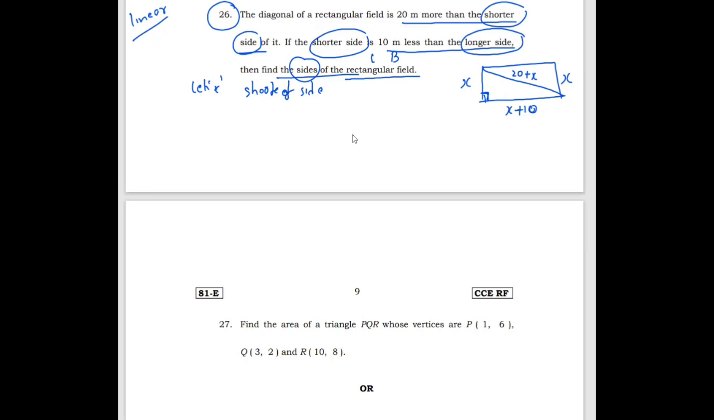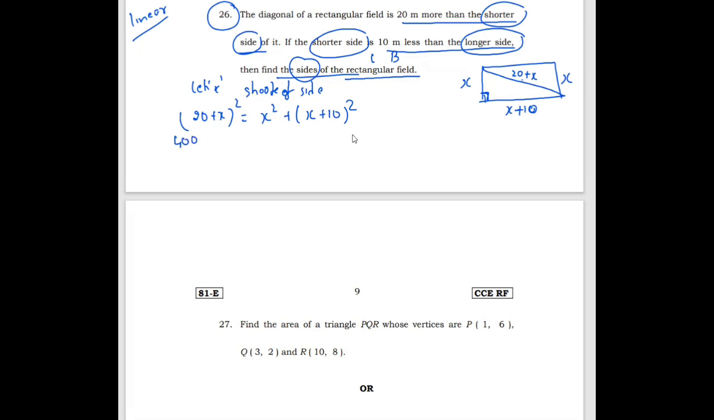How to apply Pythagoras theorem? The square of the hypotenuse is equal to the sum of the squares of the other two sides. Correct? So (x plus 20) whole square is equal to x square plus (x plus 10) whole square. Now you apply the (a plus b) whole square formula. So what does it become? I'll write first (x plus 20) square.